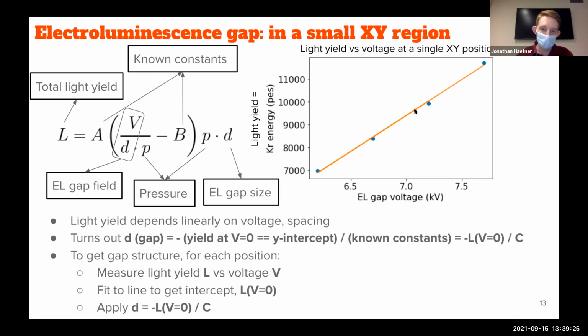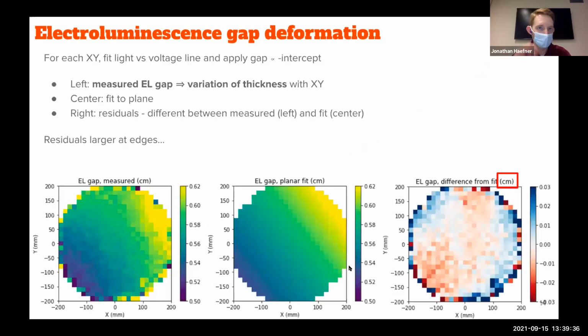We fit to a line as shown here, and we can get the y-intercept. And then we can apply our knowledge that the gap is proportional to the y-intercept divided by some constants. So we do this for each x, y, we fit this line, and we are able to get the map on the left here. So this is the measured EL gap as a function of x and y, and you can see a clear variation in thickness with x and y.